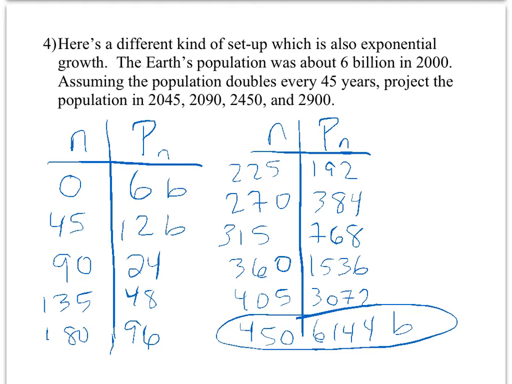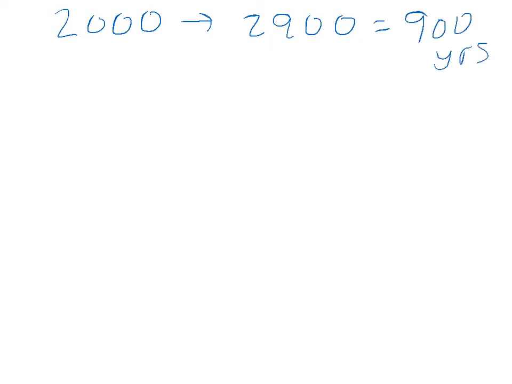I don't really want to keep writing these out to get to 2900. There's got to be some way to do it a little bit quicker. So what I'd really like to know is how many sets of 45 years have passed between the year 2000 and the year 2900. Well, 900 years have passed total, 2000 to 2900, 900 years. And the population doubles every 45 years. So I want to know how many times 45 years have gone by. So I'm going to do 900 divided by 45. And I get 20 times.